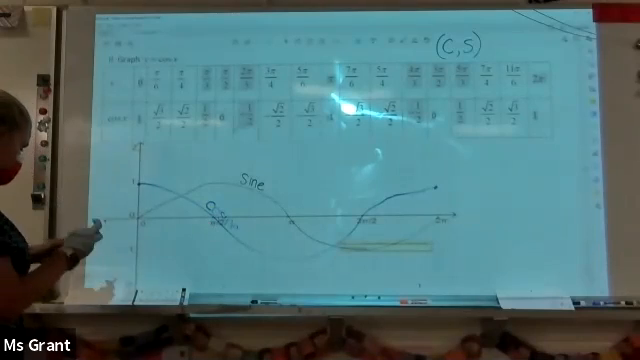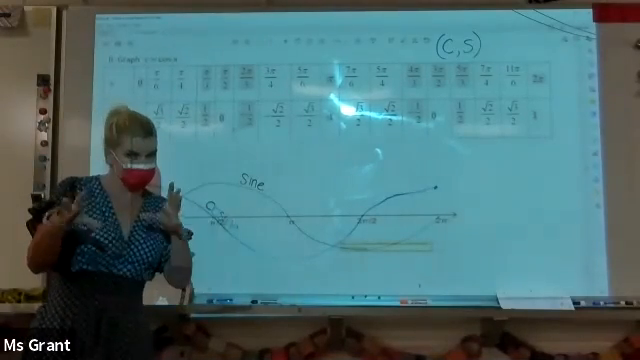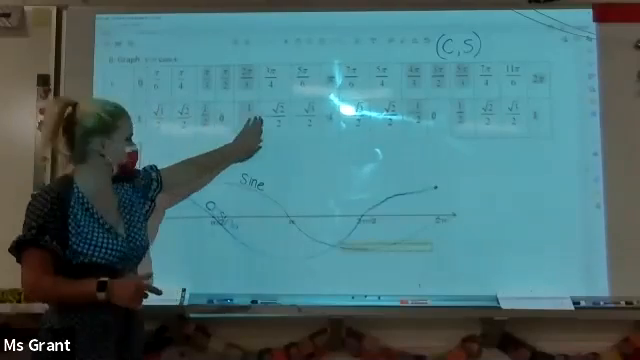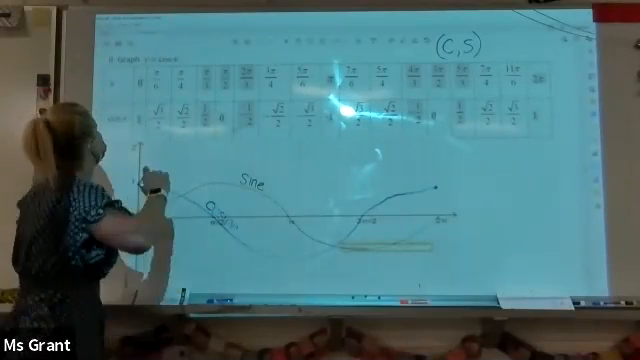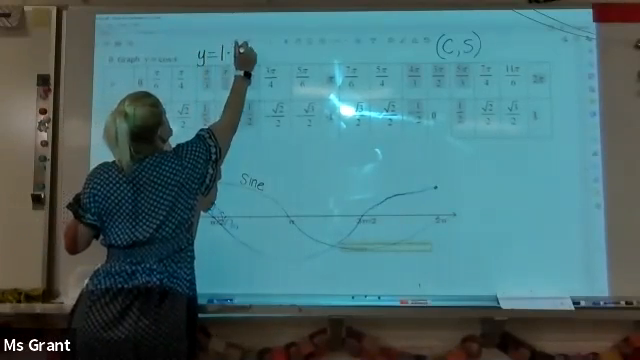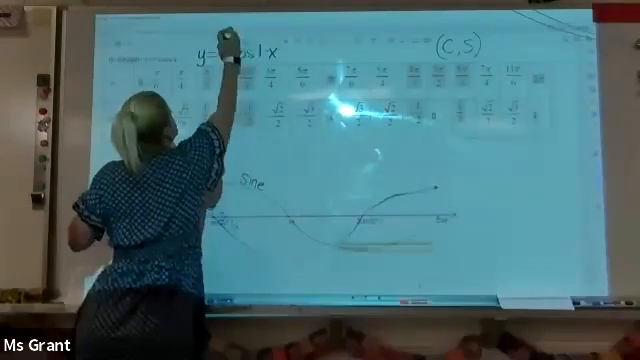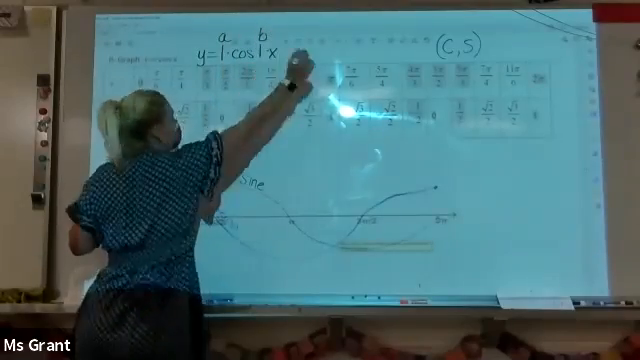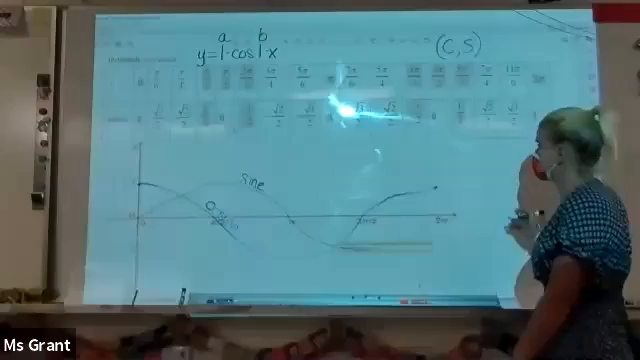So today we're doing cosine. All of the important ordered pairs are here. Let me tell you what the parent function represents. The parent function represents 1 times cosine of 1 times x. My A and B, do you remember that from 2 weeks ago?